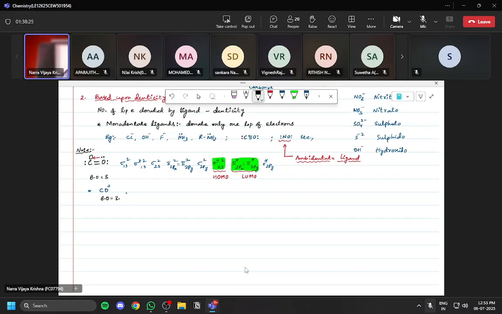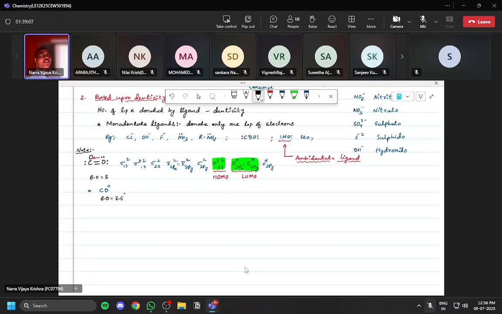What is the bond order formula? Number of bonding minus antibonding electrons, divided by 2. Bonding electrons 2, 4, 6, 8, 10, minus antibonding 2, 4. 10 minus 4 by 2 is 3. If I remove one electron, this is the only ligand having bond order greater than 3. We discussed this point. No other species has bond order greater than 3, only CO plus. In CO plus also, carbon only acts as the donor.